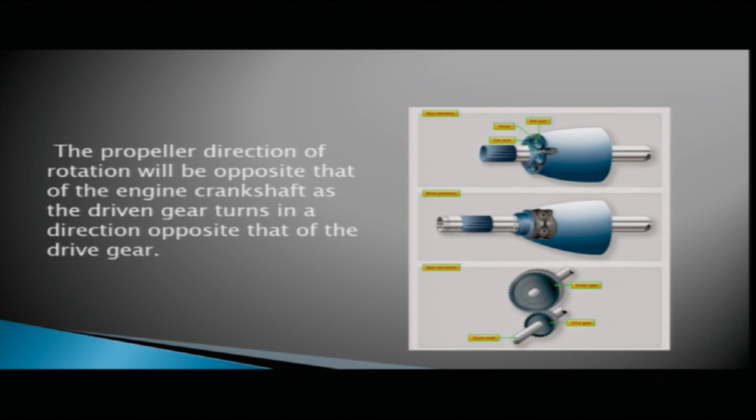The propeller direction of rotation will be opposite that of the engine crankshaft, since the driven gear turns in a direction opposite to that of the drive gear. We all know that the direction of rotation of the driven gear is opposite to that of the drive gear. So, the propeller direction of rotation is opposite to the direction of rotation of the engine crankshaft. So, this was all about the construction of a reciprocating engine.